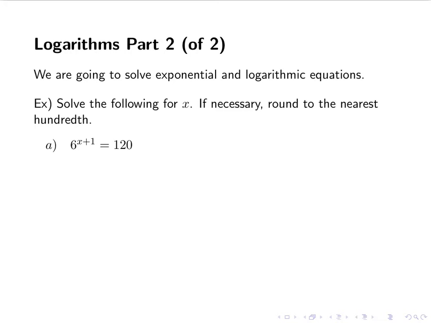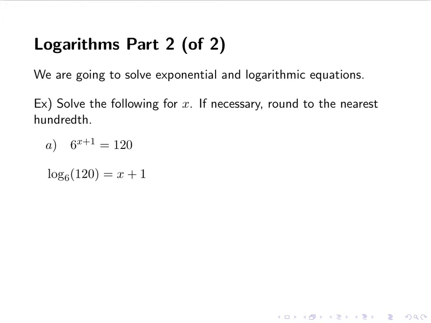6 to the x plus 1 equals 120. Since our unknown is in the exponent, we want to change this to a logarithm in order to solve. So our first step, change it to a log. Remember the base is 6, so it's going to be log base 6 of something equals something. The log equals the exponent. The exponent is x plus 1, so 120 has to go inside the log. So log base 6 of 120 equals x plus 1.